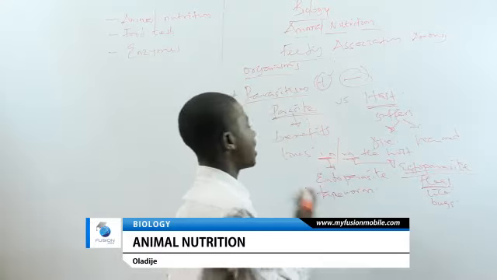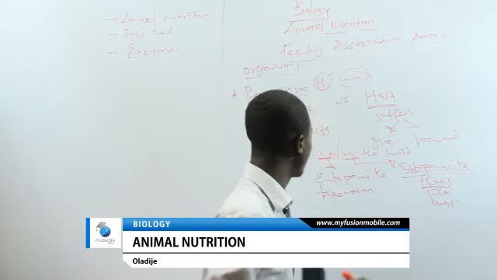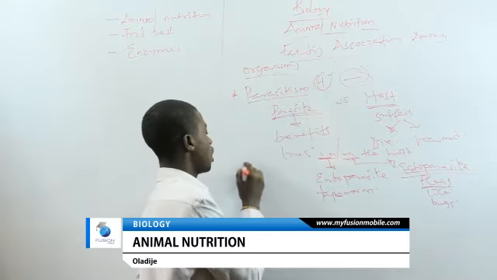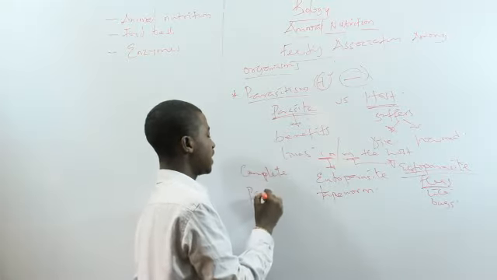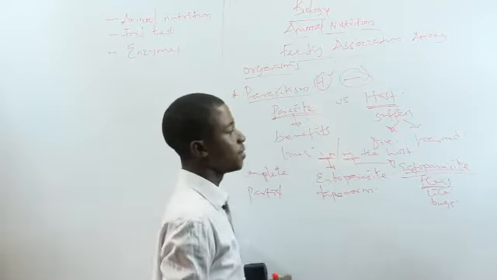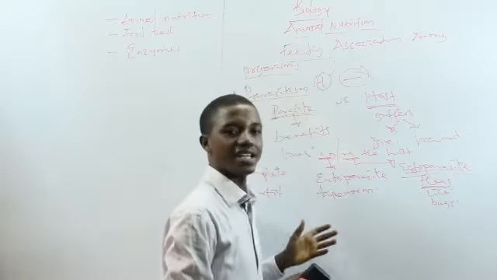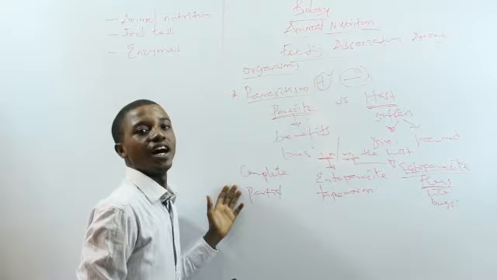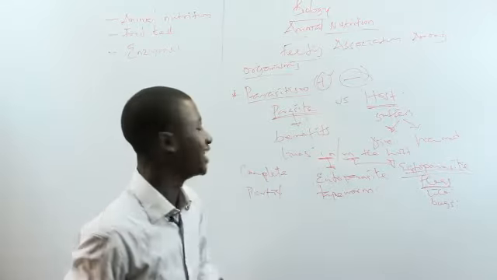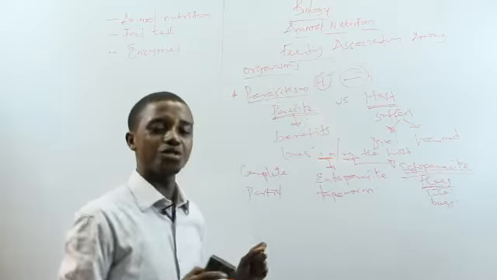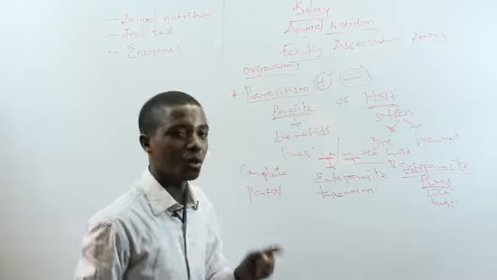Now, aside from parasites being classified as ectoparasite and endoparasite, they could as well be classified as what? Complete parasite and partial parasite. Complete parasites are parasites that live or depend totally on the host. They are usually associated completely with the host. Now, on that note, they would lead to the death of the host.